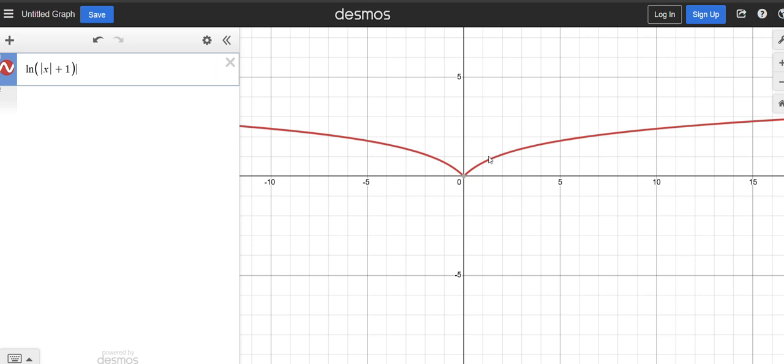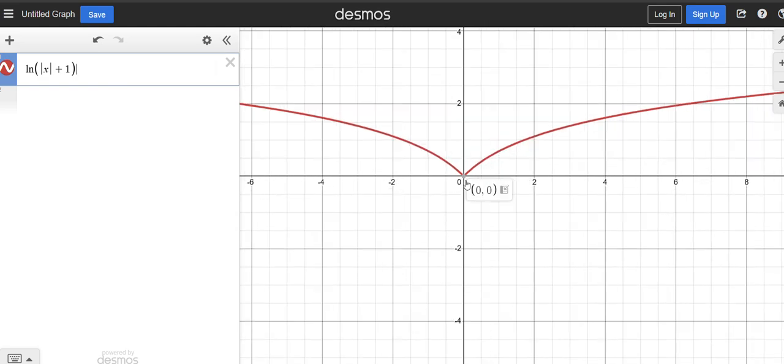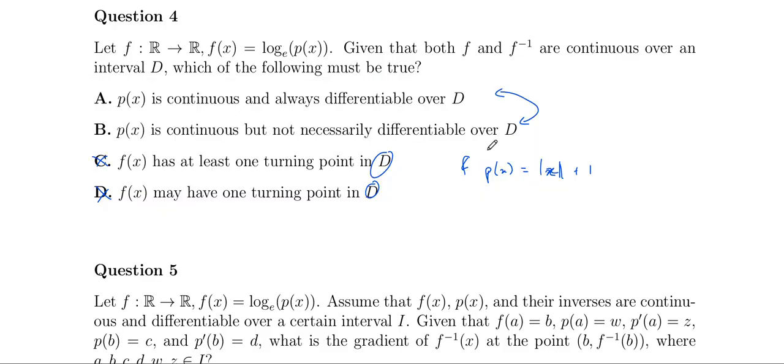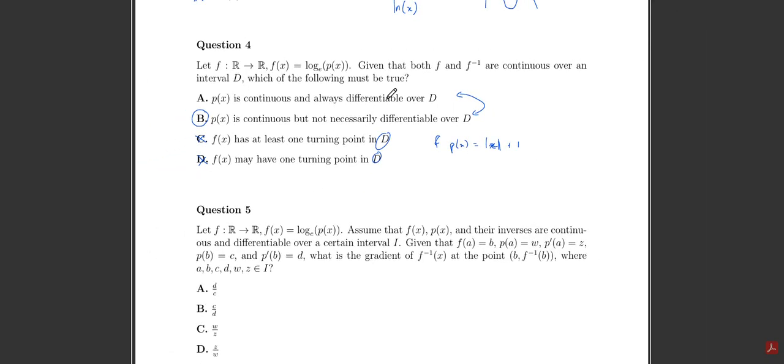Then as you can see, what we can do is we can let d be the interval from, I don't know, 0 to 10. Doesn't really matter what it is. As you can see, from 0 to 10, it's obviously continuous, but then it's not really differentiable at x equals 0, is it? Because this is a sharp point. Therefore, you can't differentiate it at that point. So therefore, the answer is B, because it is continuous, but not necessarily differentiable.